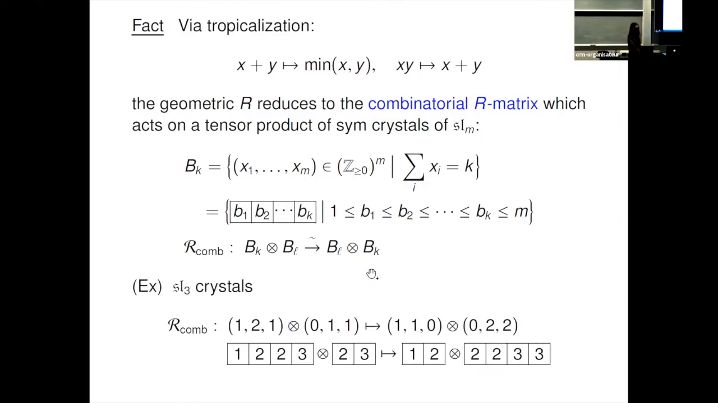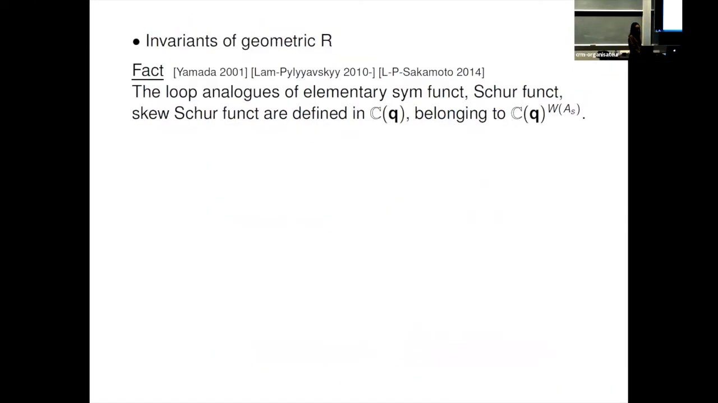So this was originally for integers, so it was a piecewise linear map, but it is lifted to the geometric case, like the geometric R matrix. So this is why geometric R was studied by many people. And so today I'm interested in the invariance of geometric R.